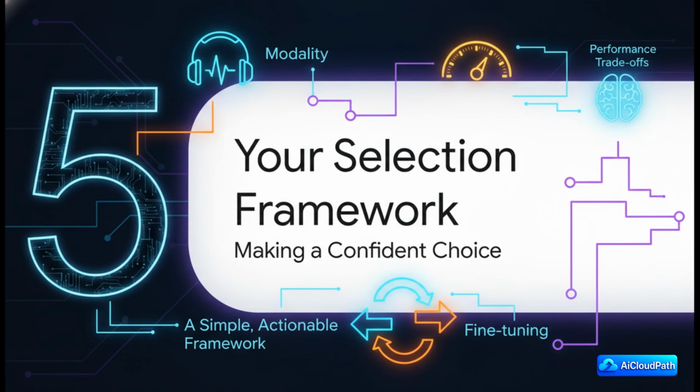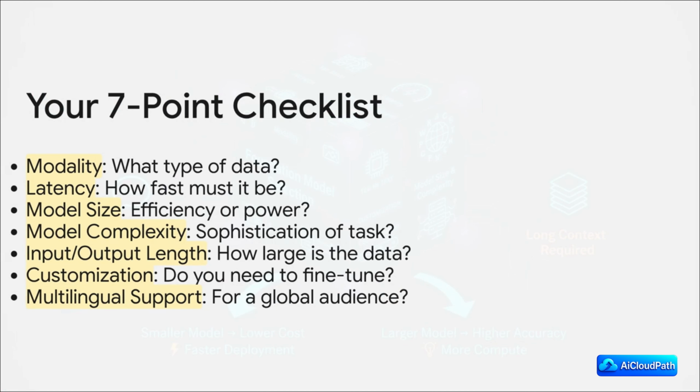All right, we have covered a ton of ground here. We've gone through modality, all those performance trade-offs, and even how to fine-tune your model. So now, let's pull it all together into one simple framework you can actually use to make a decision. And here it is, your 7-point checklist. It's pretty simple, really. You start with modality. What kind of data? Then you just work your way down the list, hitting all those performance and tailoring questions.